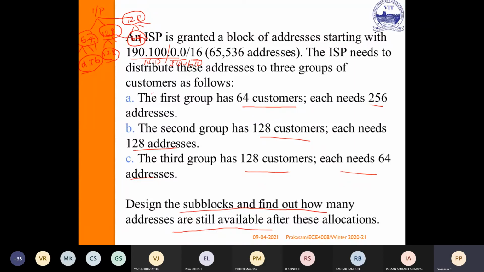But the given ISP IP address is common to all these things. How can we design the subblocks, that is subnets? Then after assigning all these, out of this 2 power 16, we have to check whether any unfilled addresses are there or not. We have to check it after allocating A, B, C for all the three groups. If any address is still available as vacant, that can be kept for future purposes.